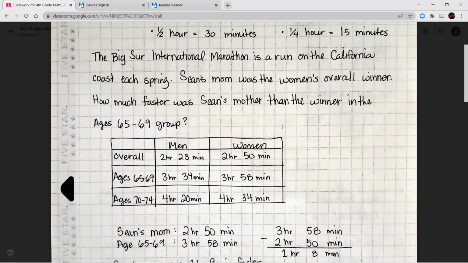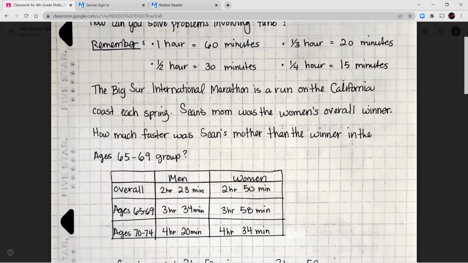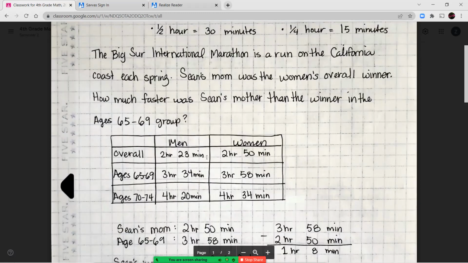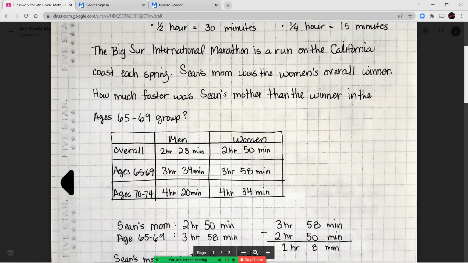Let's take a look at our first example question. It says the Big Sur International Marathon is a run on the California coast each spring. Sean's mom was the women's overall winner. How much faster was Sean's mother than the winner of the ages 65 to 69 group? So let's stop and think. Sean's mom was the overall winner for the women's group, so that was 2 hours and 50 minutes. The winner for the 65 to 69 group was 3 hours and 58 minutes.